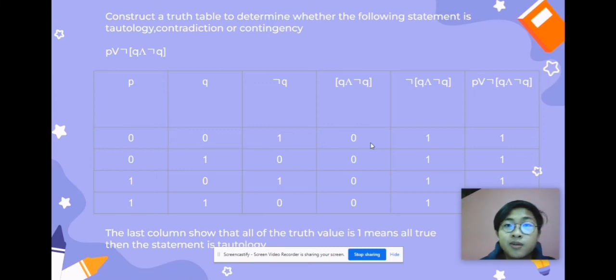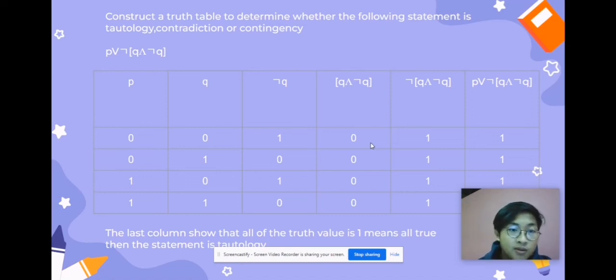Construct a truth table to determine whether the following statement is tautology, contradiction, or contingency. P or not, parenthesis Q and not Q. P equal to 0, Q equal to 0, not Q equal to 1, Q and not Q equal to 0, not parenthesis Q and not Q equal to 1, P or not parenthesis Q and not Q equal to 1. P equal to 0, Q equal to 1, not Q equal to 0, Q and not Q equal to 0, not parenthesis Q and not Q equal to 1, P or not parenthesis Q and not Q equal to 1.